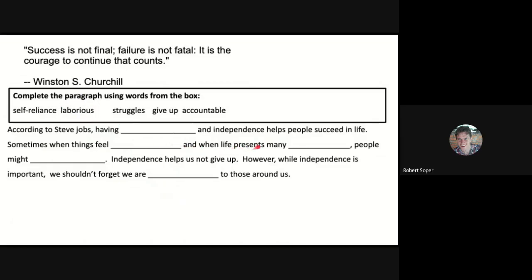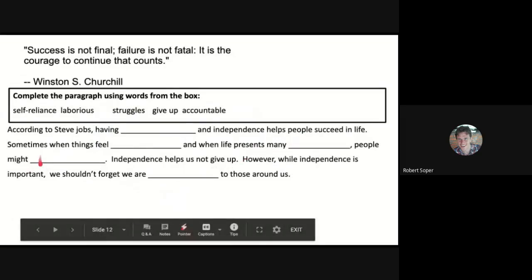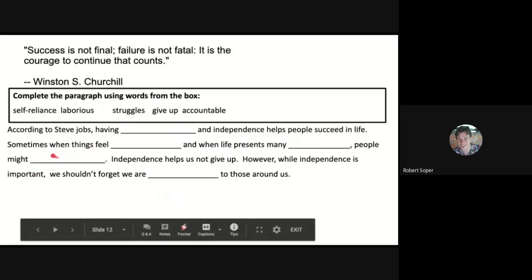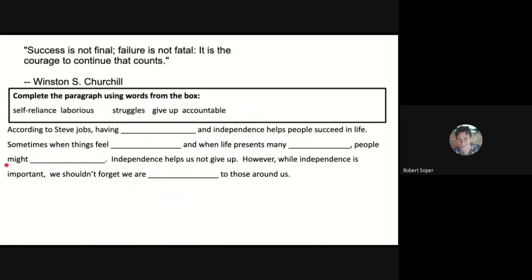And when life presents many struggles, struggles goes here. Struggles, remember, are difficulties and challenges, things that we find it difficult to overcome. So when life presents many struggles, people might give up. To give up is to not try anymore. By the way, you should know this is a verb because it's following the modal might.